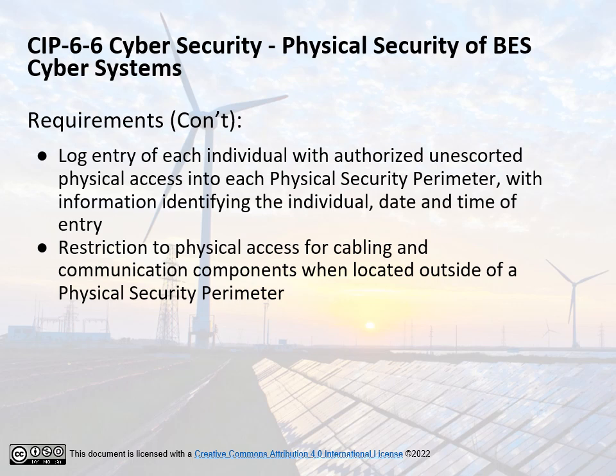Where physical access restrictions to such cabling and components are not implemented, the following shall be implemented: data encryption that transits such cabling and components, or monitoring the status of the communication link composed of such cabling and components and issuing an alarm in response to detected communication failures to the personnel identified in the BES Cybersecurity Incident Response Plan within 15 minutes of detection, or an equally effective logical protection.